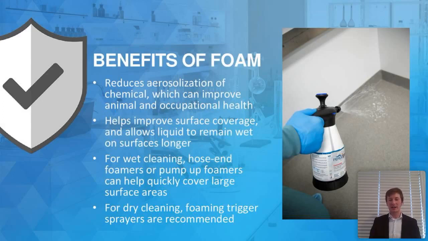We also know that using a foaming applicator can improve our surface coverage and help liquids stay wet on the surfaces for longer periods of time. For wet cleaning, there's a couple different options in terms of foaming applicators. This might be a hose end foamer or a pump up foamer, and these can help quickly cover large surface areas throughout the facility. But for those smaller areas in dry cleaning applications, we might be looking at foaming trigger sprayers instead, or something that's better for those smaller surfaces.